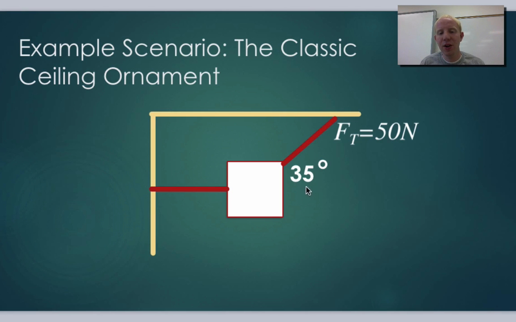So basically, we have the same force, 50 newtons, and a 35-degree angle. So let's think about the forces that are being applied to this object. Well, obviously we have the two tensions.